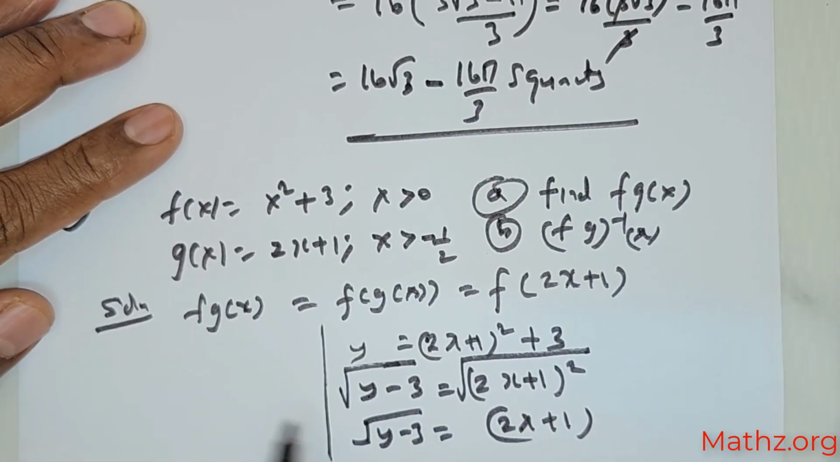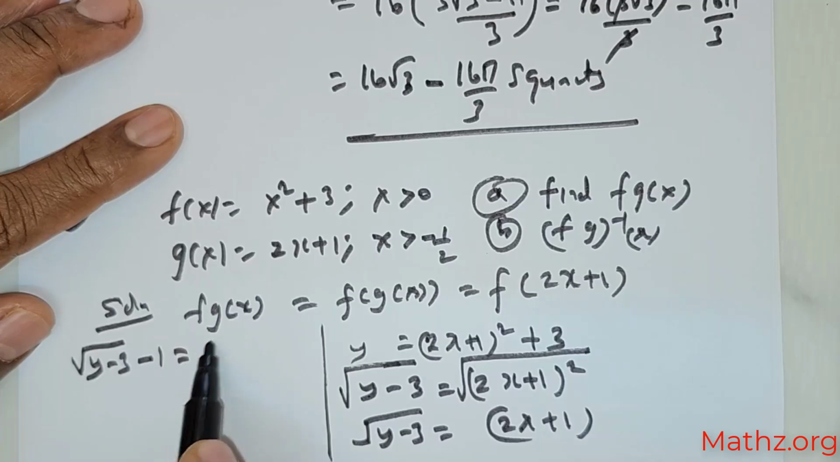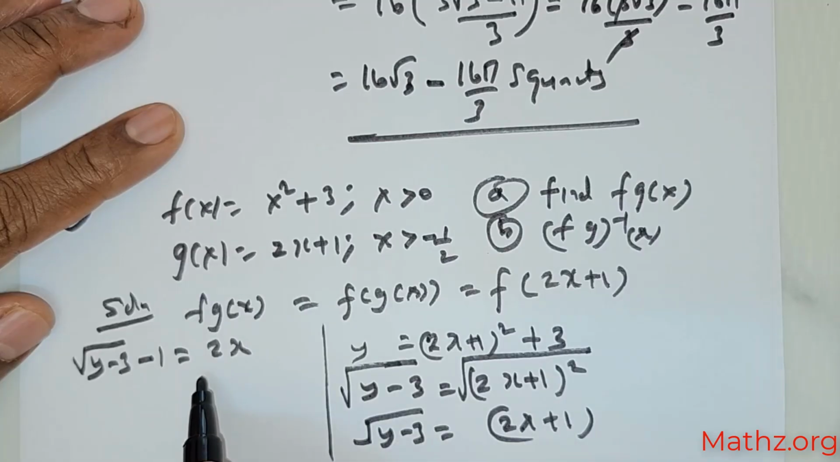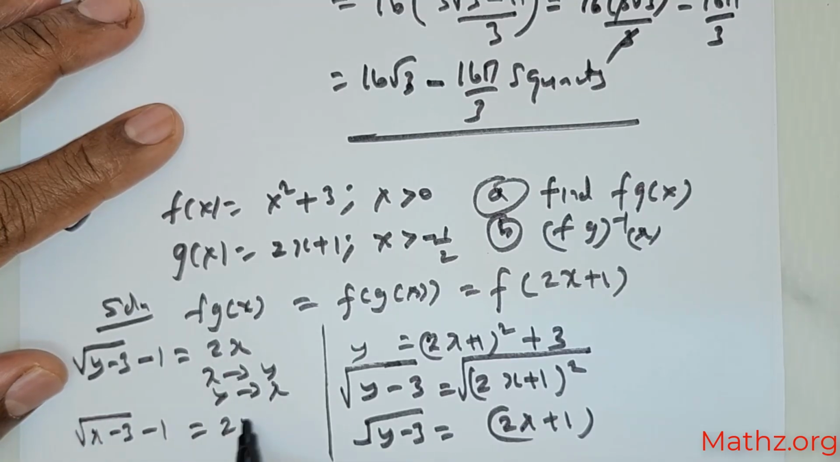Now let me use this base. So I'm going to move this 1 to that side. That would give me √(y - 3) - 1 = 2x. And one important component is we have to change all the x to y and y to x. So that means this is going to be √(x - 3) - 1 = 2y. And from here y will be equal to 1/2 times (√(x - 3) - 1).